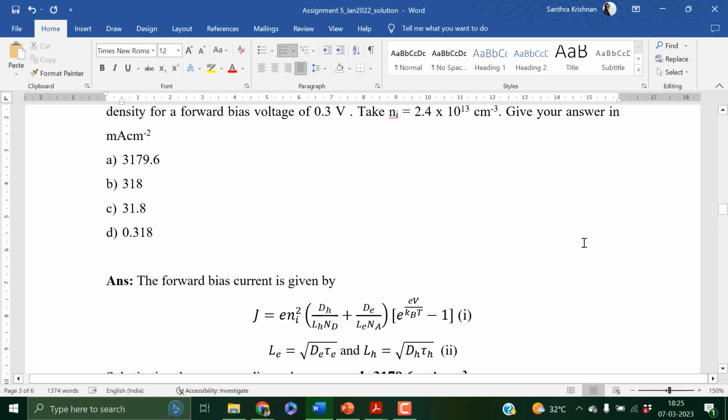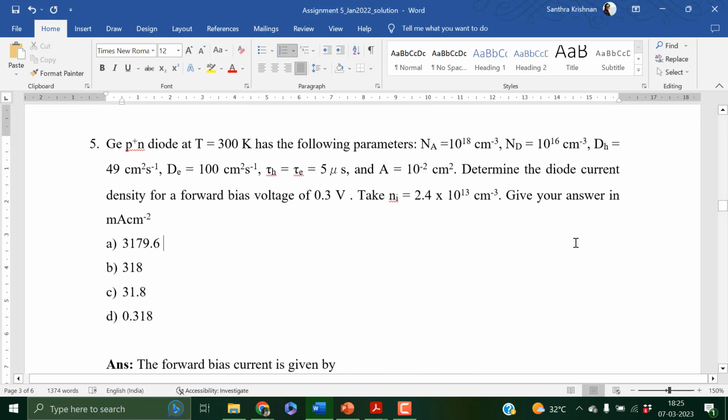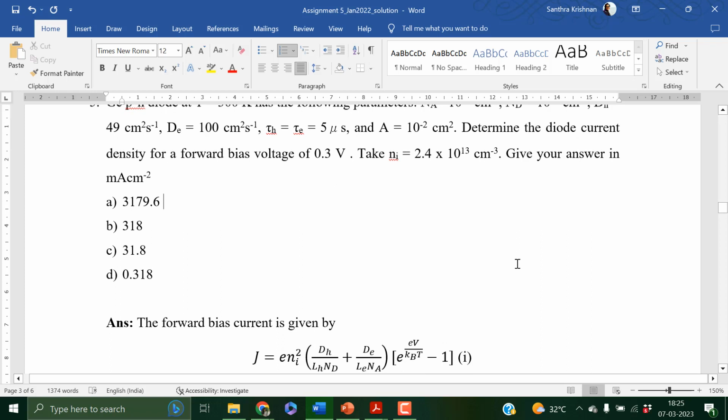I have already solved this question. Sir in the class has solved this problem, madam. Okay, so LE and LH you got, right? So DE and TOE, and sir got the answer of 3179.6.